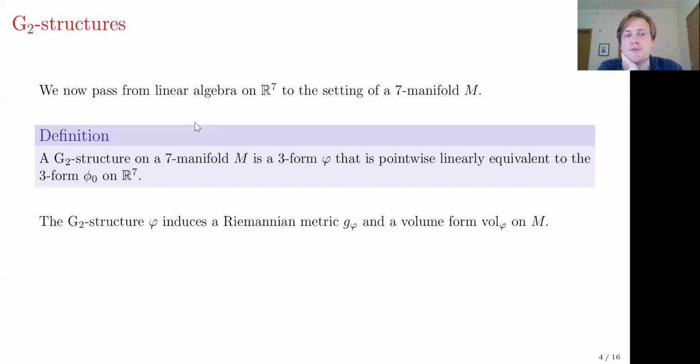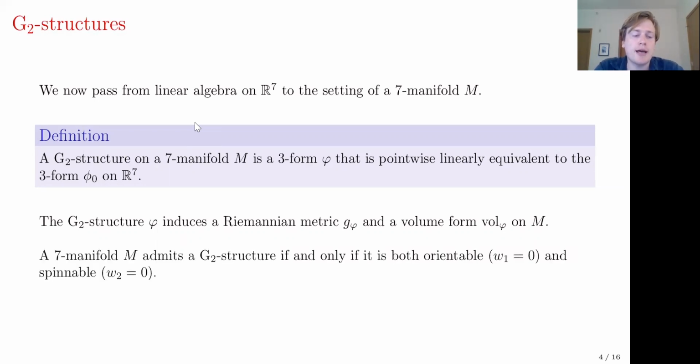Just as before, the 3-form on R7 gives us a positive definite inner product and a volume form. Well, if you use the same formula using a G2 structure on a 7-manifold, you'll get a Riemannian metric, which we'll call g_phi, and a volume form, which we'll call vol_phi, on M. Now, the topological condition for a 7-manifold to admit a G2 structure is relatively weak, I would say.